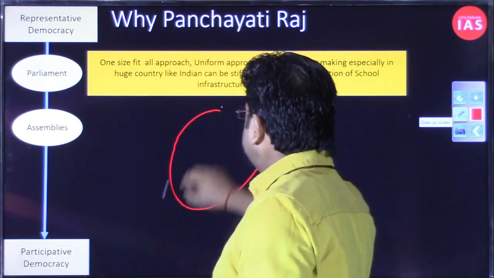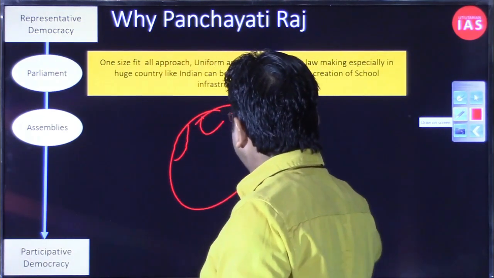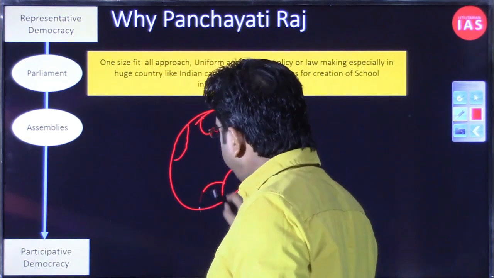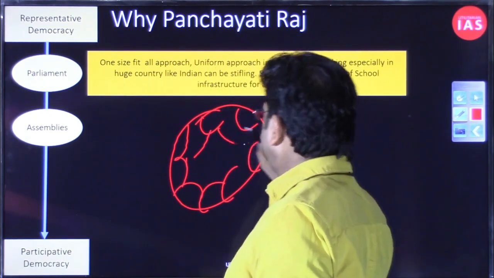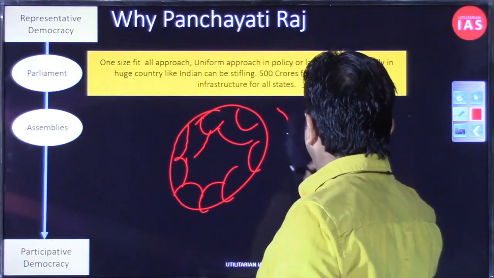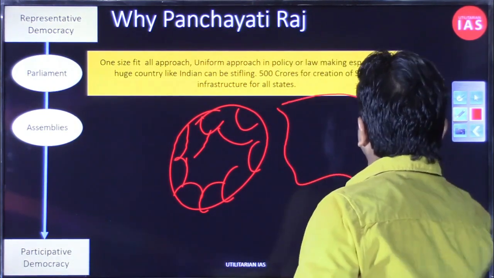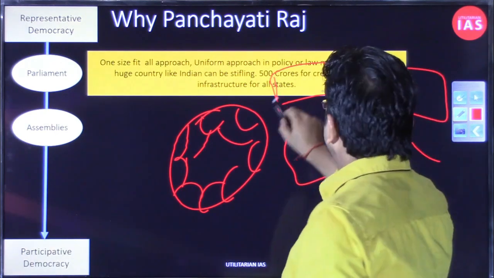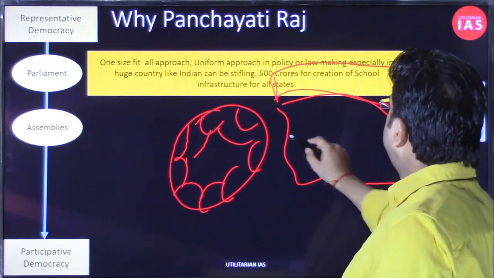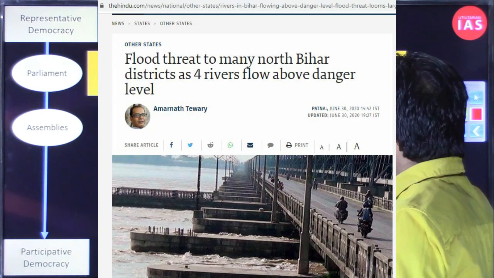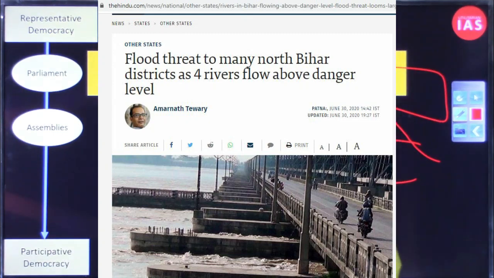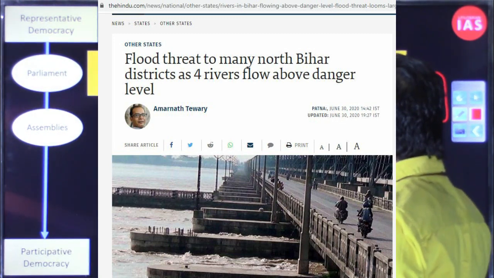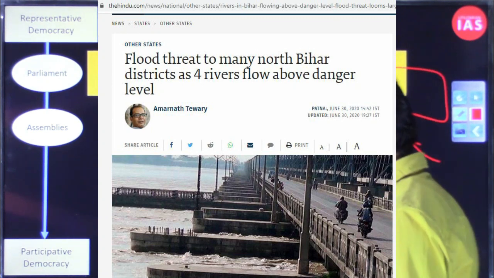Across the states you have different kinds of districts, right? So the requirements of different districts can also be different. Recently, if I take the example of Bihar, which touches Nepal, right now for the last 4 days Bihar has been completely in the grip of floods. In northern Bihar's districts you have the Gandak river and other rivers flowing from the Nepal side, and these rivers almost every year flood these northern districts of Bihar.